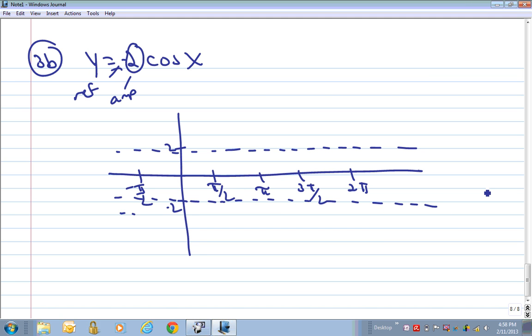And now remember, our cosine graph starts at the top of the amplitude. Oh, hold on. There's a reflection. So we won't start at the top. We'll go to the bottom of the amplitude. That would be reflecting over the x-axis. Then back to the axis, top of the amplitude, back to the axis, bottom of the amplitude. So our cosine graph, in this case, would look something like this.